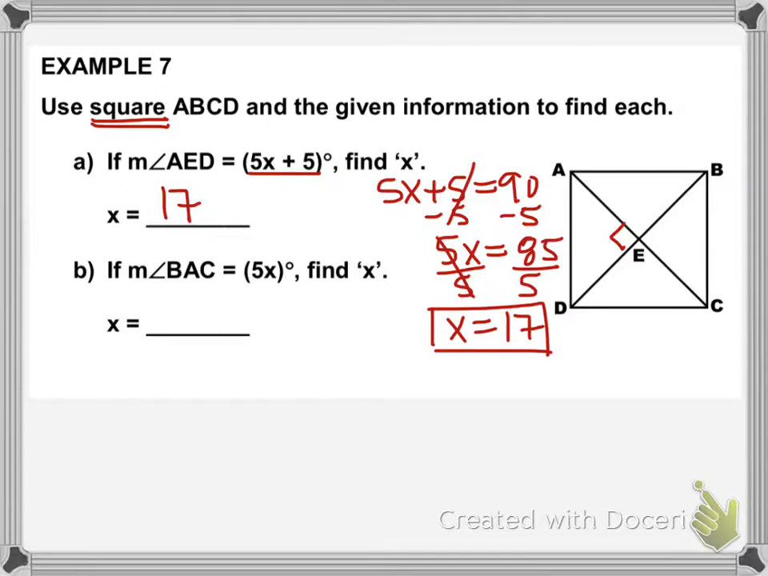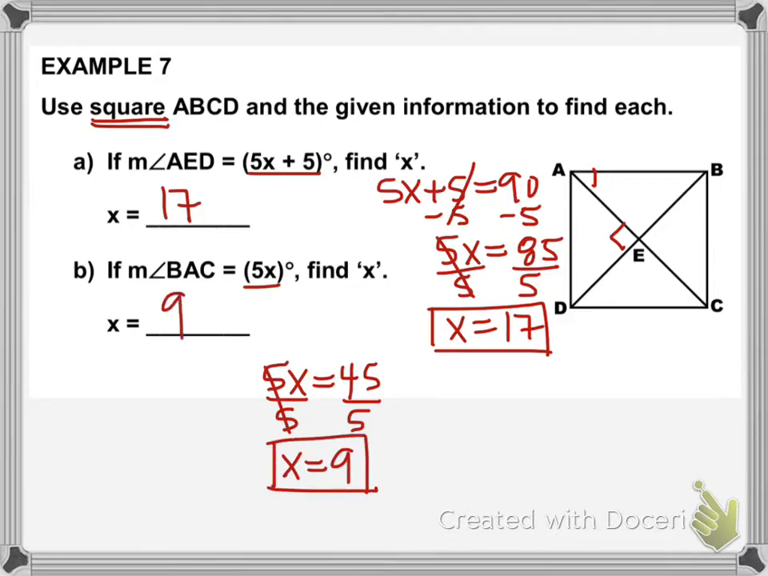All right. B says if the measure of angle BAC, that's this angle here, is 5x, find x. Well, that angle equals 45 degrees. So we're going to set the 5x equal to 45. Very simple equation to solve. Divide both sides by 5. And x equals 9.